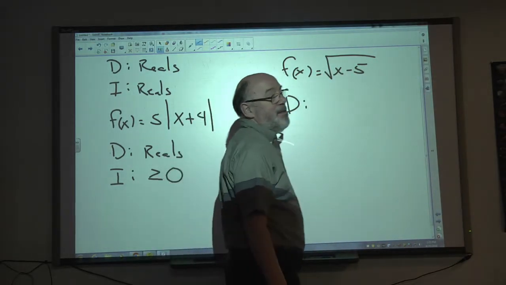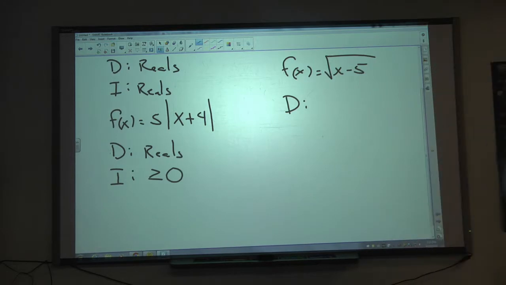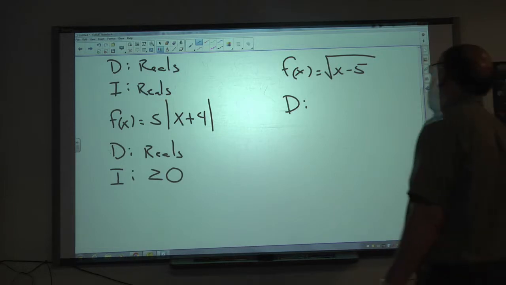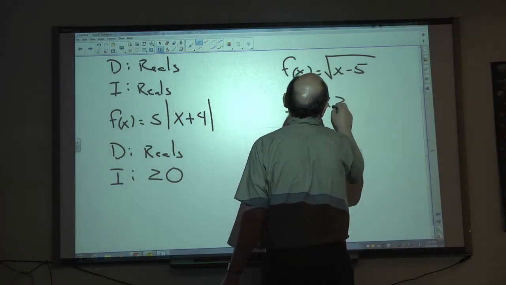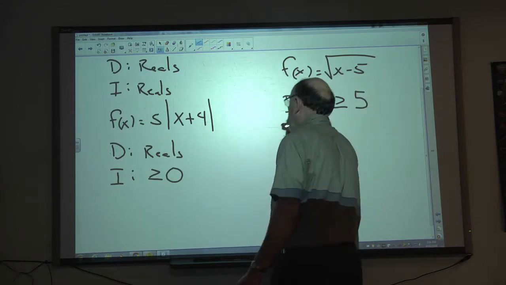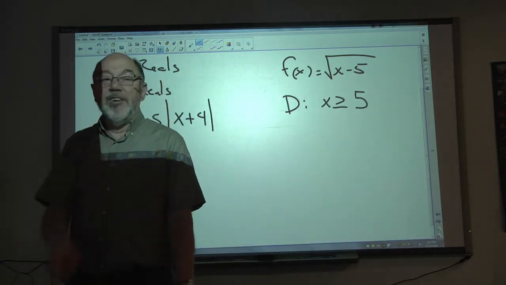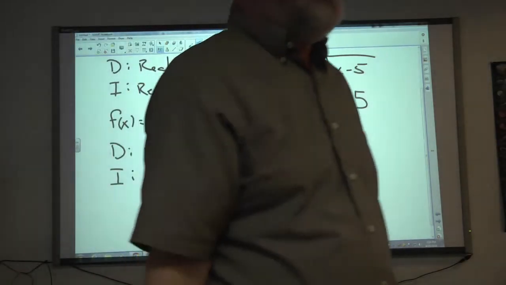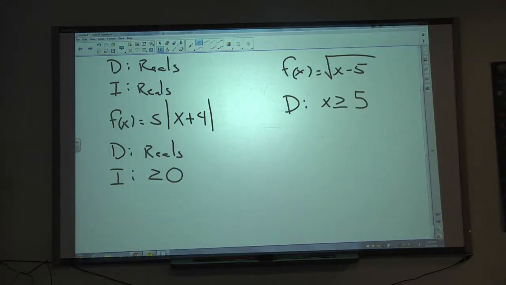No, it's not all reals this time. So x has to be greater than or equal to the value that makes the inside zero, right? That's why I cannot take the square root otherwise. In the real number system, we cannot do square roots of negative numbers, right? But I can do the square root of 0, because the square root of 0 is 0, right?